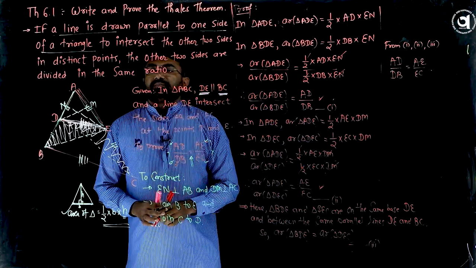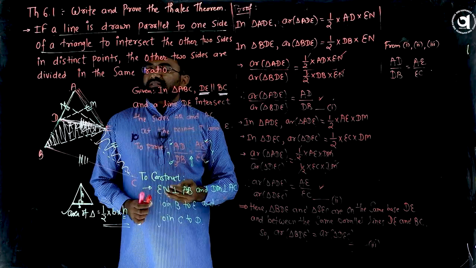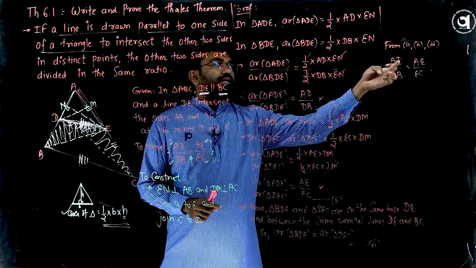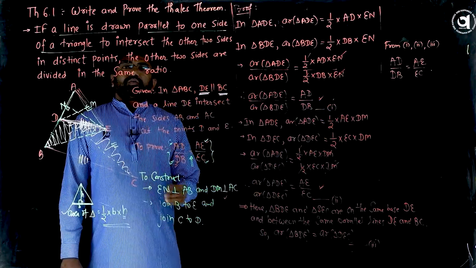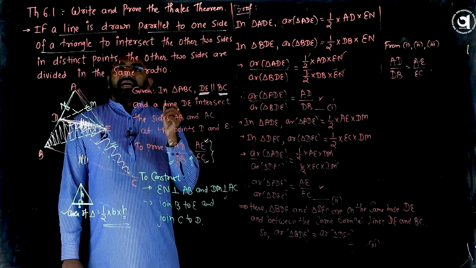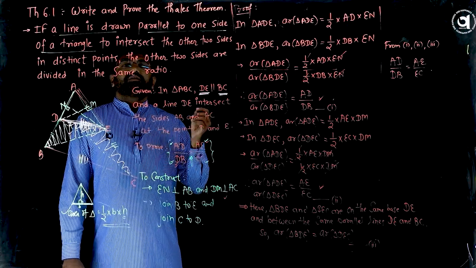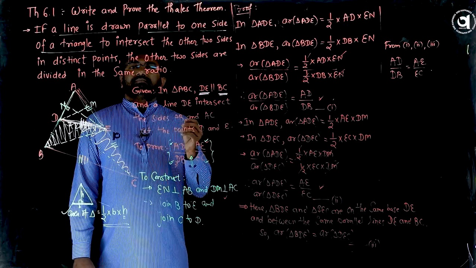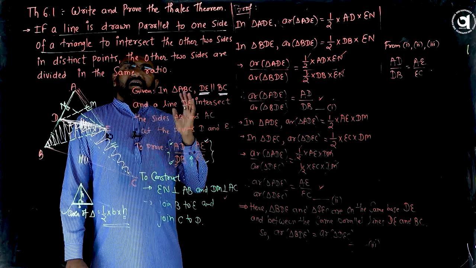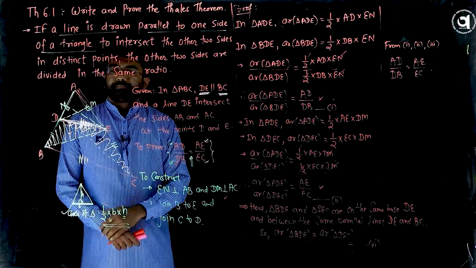That way you can prove Thales theorem, or the basic proportionality theorem. Students, first of all you have to prepare this theorem and write it down two times in your notebook. This is very important from the board exam point of view, and many times this theorem has already been asked. So be prepared. Thank you.